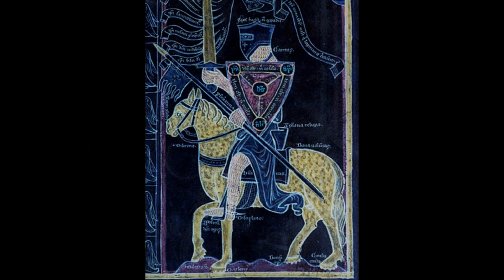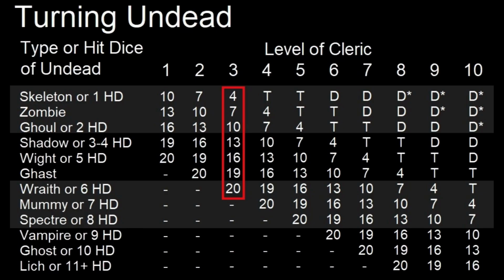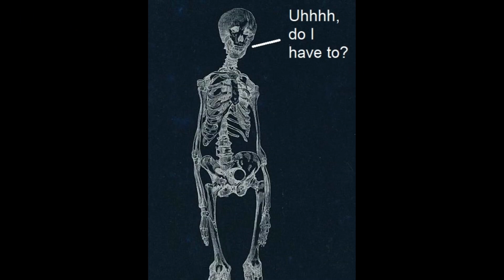Paladins were also able to turn undead in the same way that a cleric does, but as if they were 2 levels lower. So for instance, a 5th level paladin would turn undead as if they were a 3rd level cleric. Evil clerics couldn't turn undead, but they could control them instead.